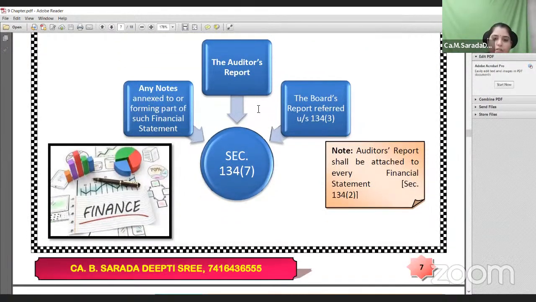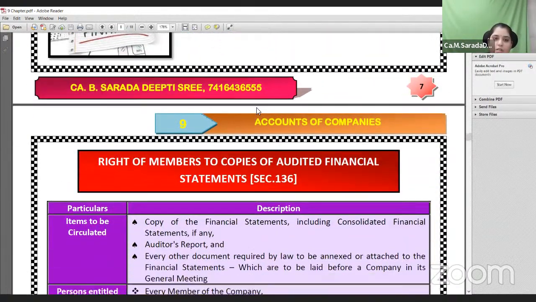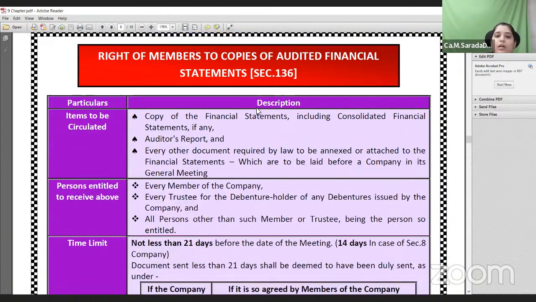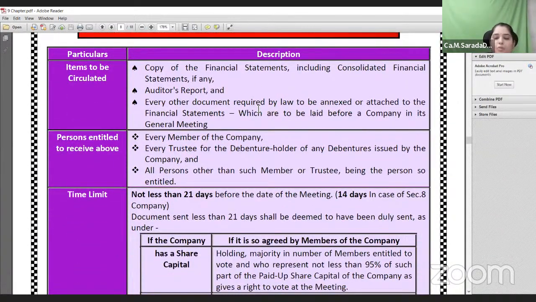Okay. Next one. Is it a right of members to take copies of audited financial statements? The copies of audited financial statements, including consolidated financial statements, audit report, and any other documents which are attached to the financial statements, they can receive before the AGM at least 21 days before the meeting, or in case of Section 8 companies, 14 days before the meeting. I have already told you.